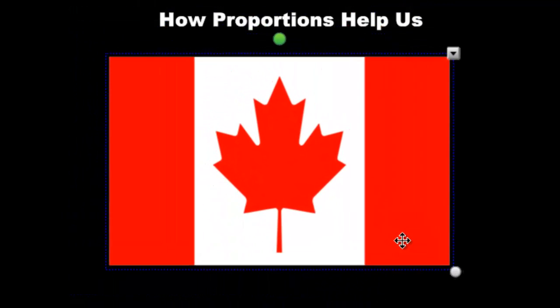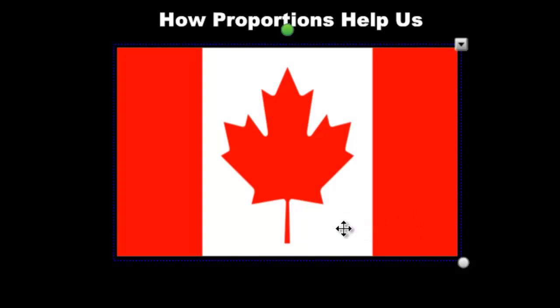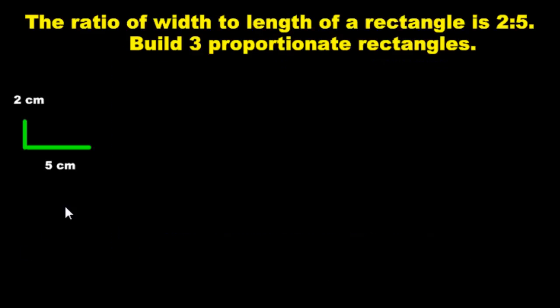Because people want to buy flags that are proportionate to one another. So if one side grows, the other side has to grow by the same amount. Let's look at another example. The ratio of width to length of a rectangle is 2 to 5. Okay, great. So we have 2 for the width and we have 5 for the length. Now they want us to build 3 proportionate rectangles. So 3 rectangles that are proportionate to each other, that are equivalent to one another, just larger.